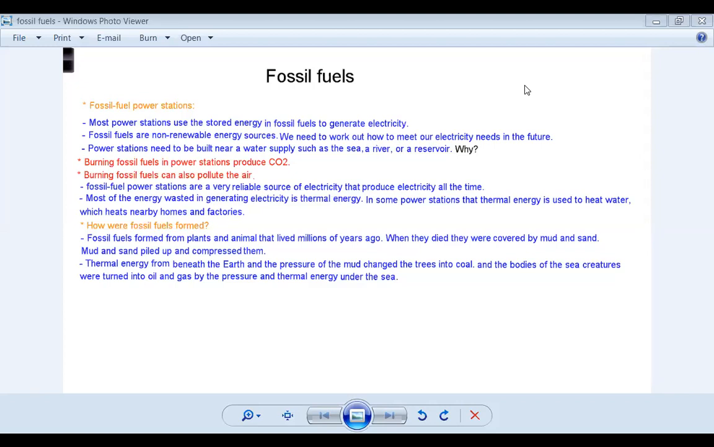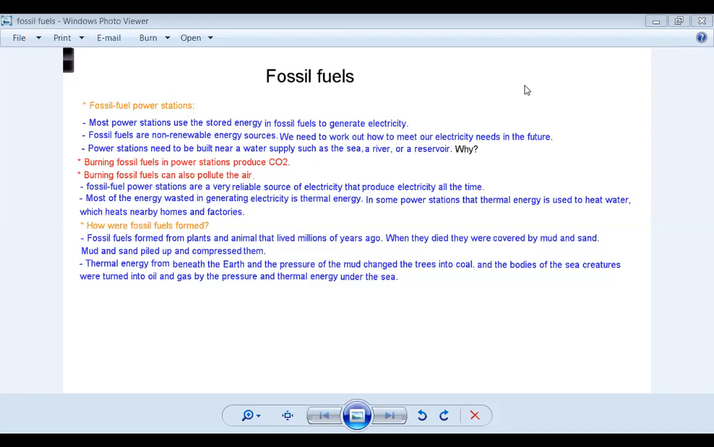Today we will study the fossil fuels, okay? And we will explain how we can generate electricity using these fossil fuels. All over the world, the fossil fuels are used to generate electricity. So fossil fuels power stations. Most power stations use the stored energy in fossil fuels to generate electricity.